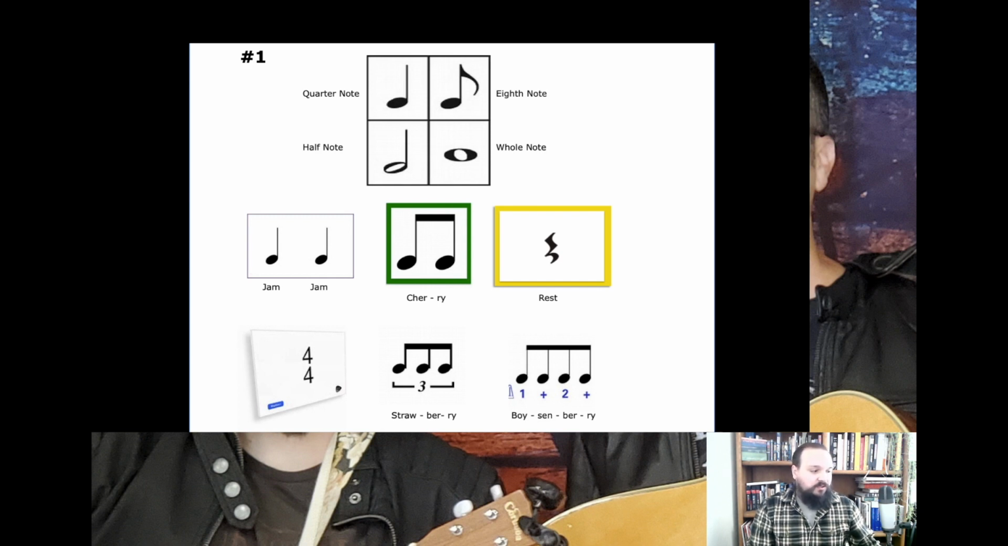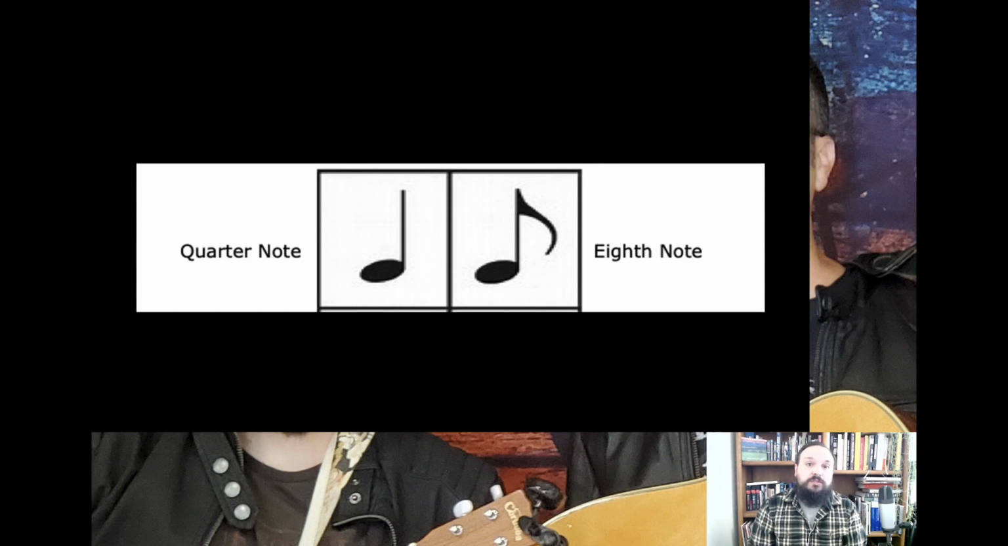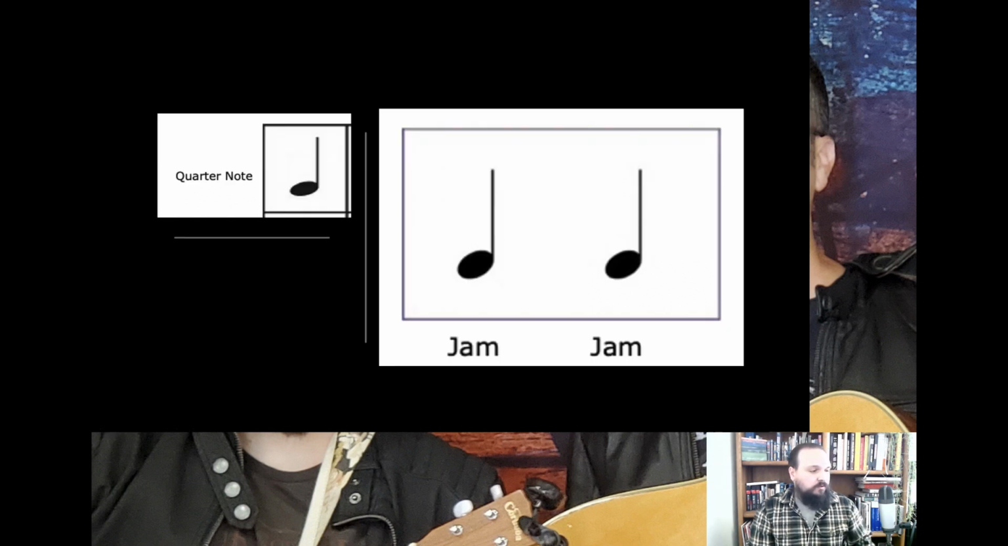Okay, so the first two that we're going to be talking about are the quarter note and the eighth note. The first one there that you can see, this one right here, is called the quarter note. Can you say quarter note? One more time. Quarter note. Cool. So the quarter note looks like this. Okay, and it is one beat, and it goes like this. That's it. Just one beat like this.